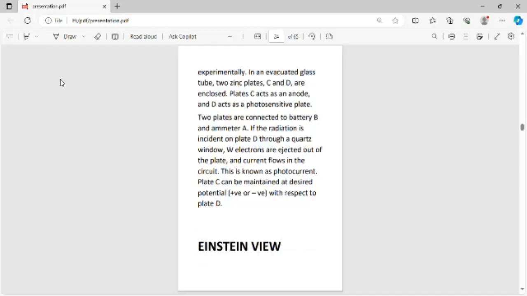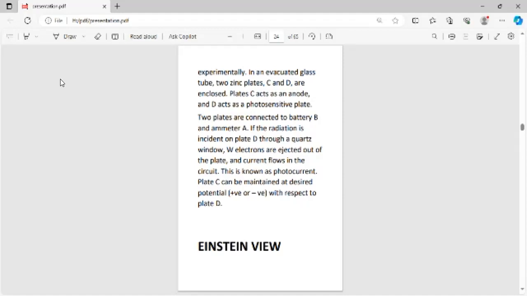In an evacuated glass tube, there are two zinc plates, which are abbreviated as C and D. Plate C acts as anode, and D acts as cathode or photosensitive plate. The two plates are connected to a battery and emitter. If the radiation is incident on plate D, which is photosensitive, it ejects electrons, and a current flows in the circuit. This current is called photoelectric current because it is produced due to photoelectrons.